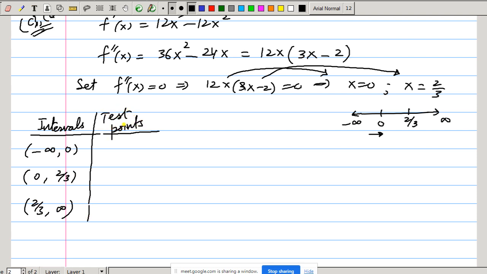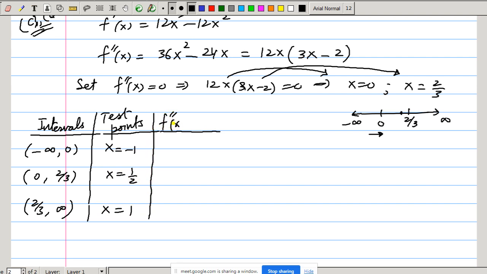The test points will be x equal to minus 1, and x equal to 1 by 2, because 2 by 3 is bigger than 1 by 2, so 1 by 2 will be somewhere here. And then I will pick x equal to 1, because now 1 is on the right side. You can still pick 2, but 1 is fine. It's an easy choice. We go with the easy choice.